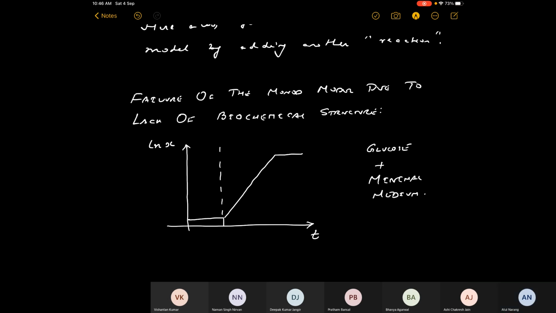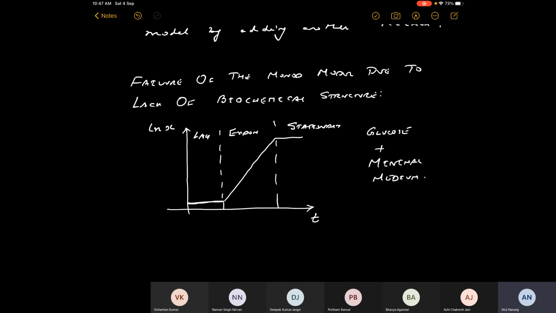So this is the lag phase, this is the exponential growth phase, and this is the stationary growth phase. Now, think about this lag phase. Will the Monod model ever predict the lag phase? Keep in mind that you have started the experiment, you took an inoculum, and you put it into a culture with lots of glucose. Let's say this is 5 grams per liter. Everything is in excess. Can you ever get a lag phase out of the Monod model? And if not, why not?